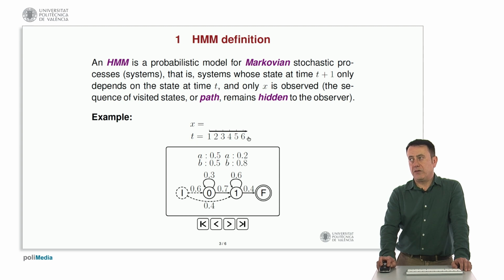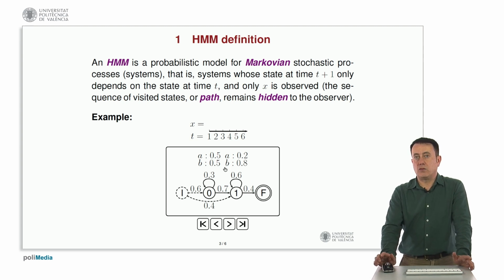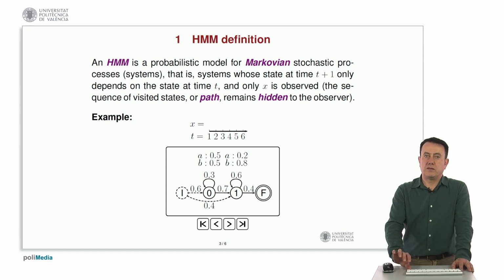Let's see an example. Here we have the time axis, discrete: 1, 2, 3, 4, 5, 6. And here we have a string that will be observed. What happens with our system, which is graphically represented here, is unknown, is hidden to the observer. This is why it is called hidden Markov model. This machine evolves stochastically, in a non-deterministic way, governed by certain probabilities. We will see what happens here with this example clearly.